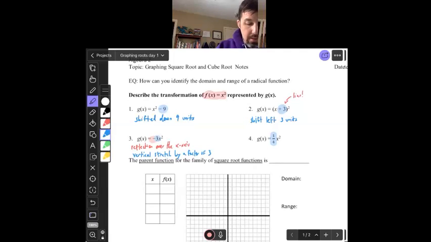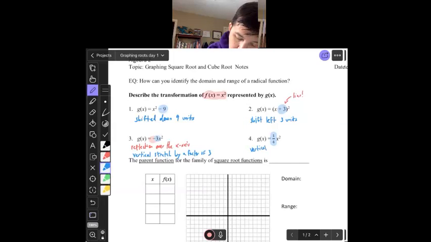Since the 1/4 is less than 1, that's a vertical compression. And again, by a factor of.